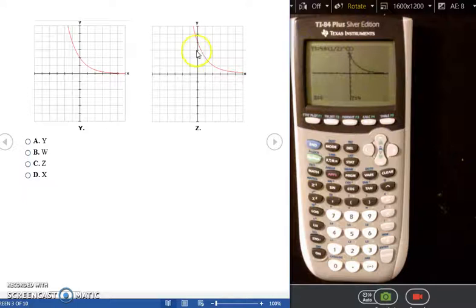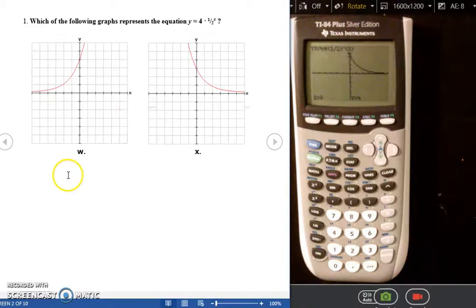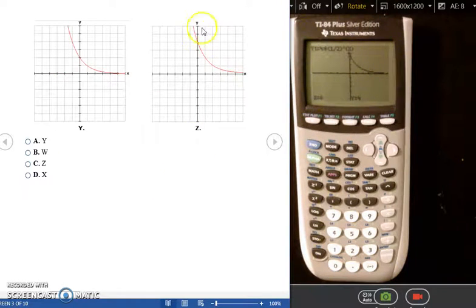So 1, 2, 3, 4, that's z. And see, y is 1, 2, and x is 1, 2, 3. So it's not going to be x. My final answer is going to be z, which is choice C.